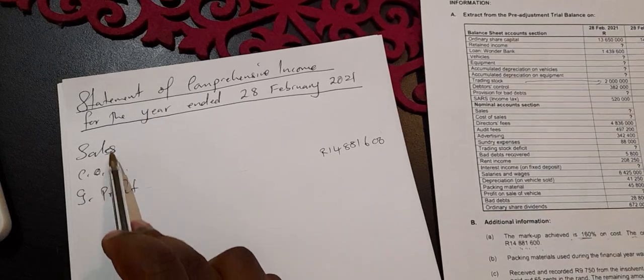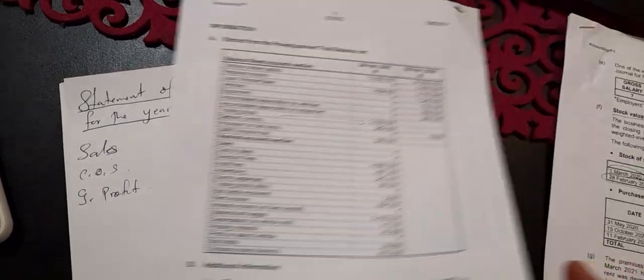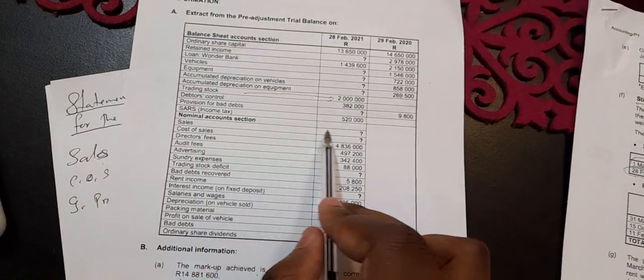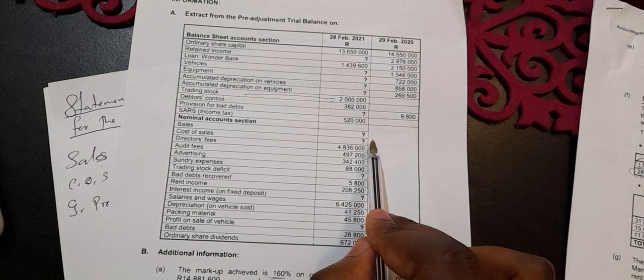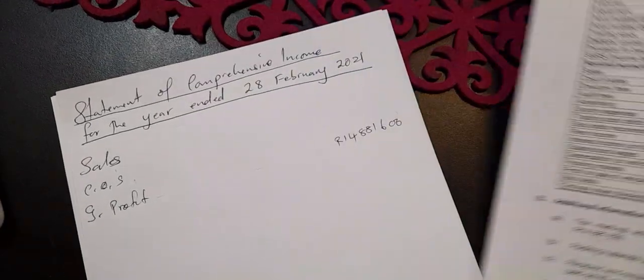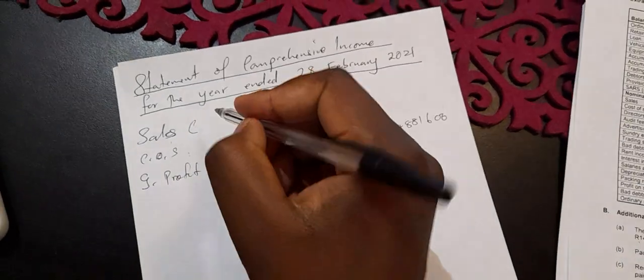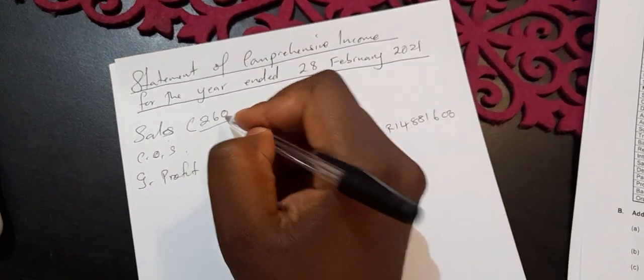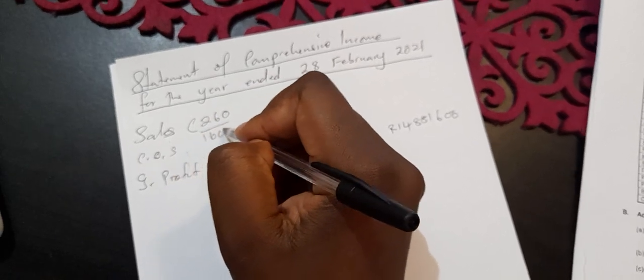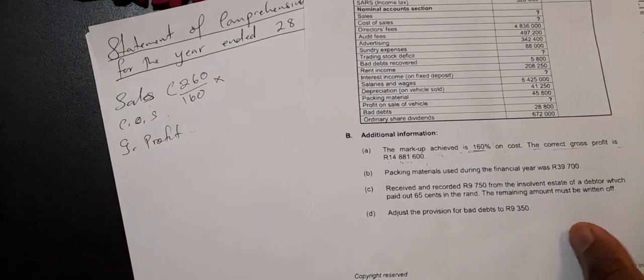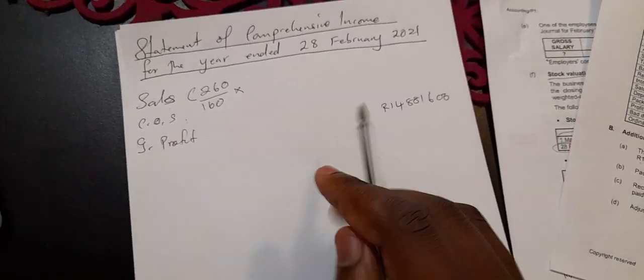Now we need to adjust for sales and also the cost of sales. On the information given, the sales is unknown and the cost of sales is also unknown. So this is something that we have to work out. Now the sales will be calculated at 260% for the 160% that we are given. Remember, the markup achieved was given as 160%, so we need to add 100% to that, which would give us the amount for sales.